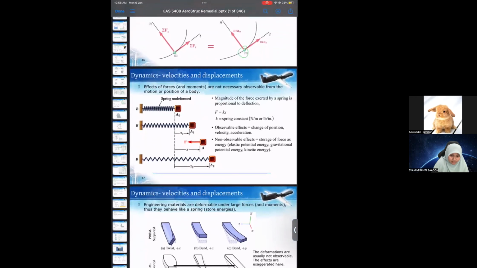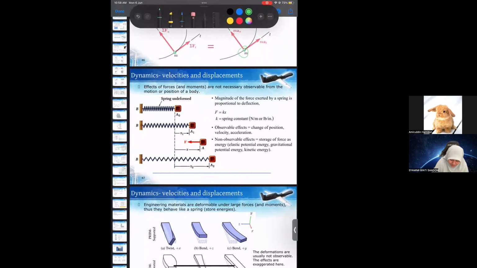Let's look back at the elastic force acting on the spring. The spring has a stiffness, or spring constant K. If we stretch, or deform, the spring to a certain position, then the spring will create a force that we call elastic force, which is F. At the same time, we can observe the change of position, velocity, and acceleration if we stretch the spring.